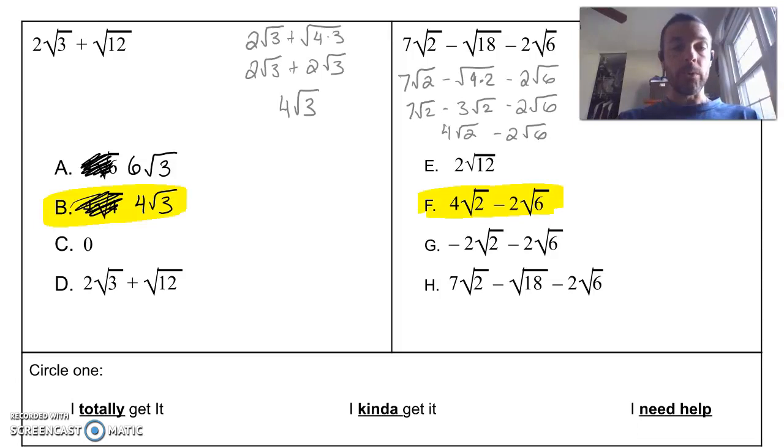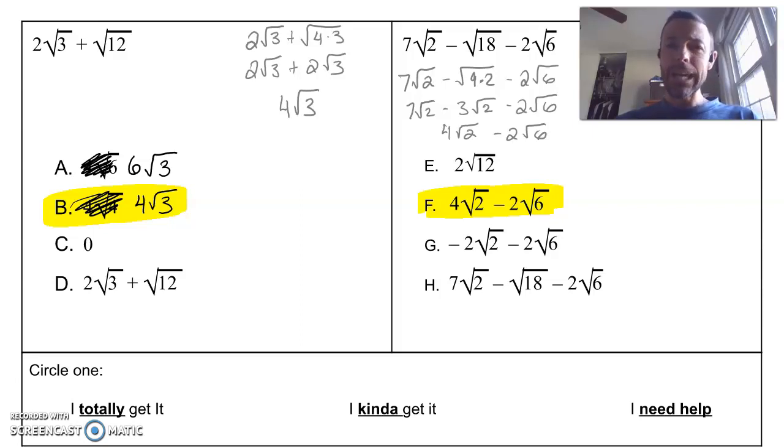So these answers should be B. I've included a little bit of work in there to help you out. I'd like you to take this moment to circle something at the bottom. If you're circling, I totally get it. Awesome, you guys are in really good shape. Go on to the next page where there's a couple of practice problems where we will post answers.